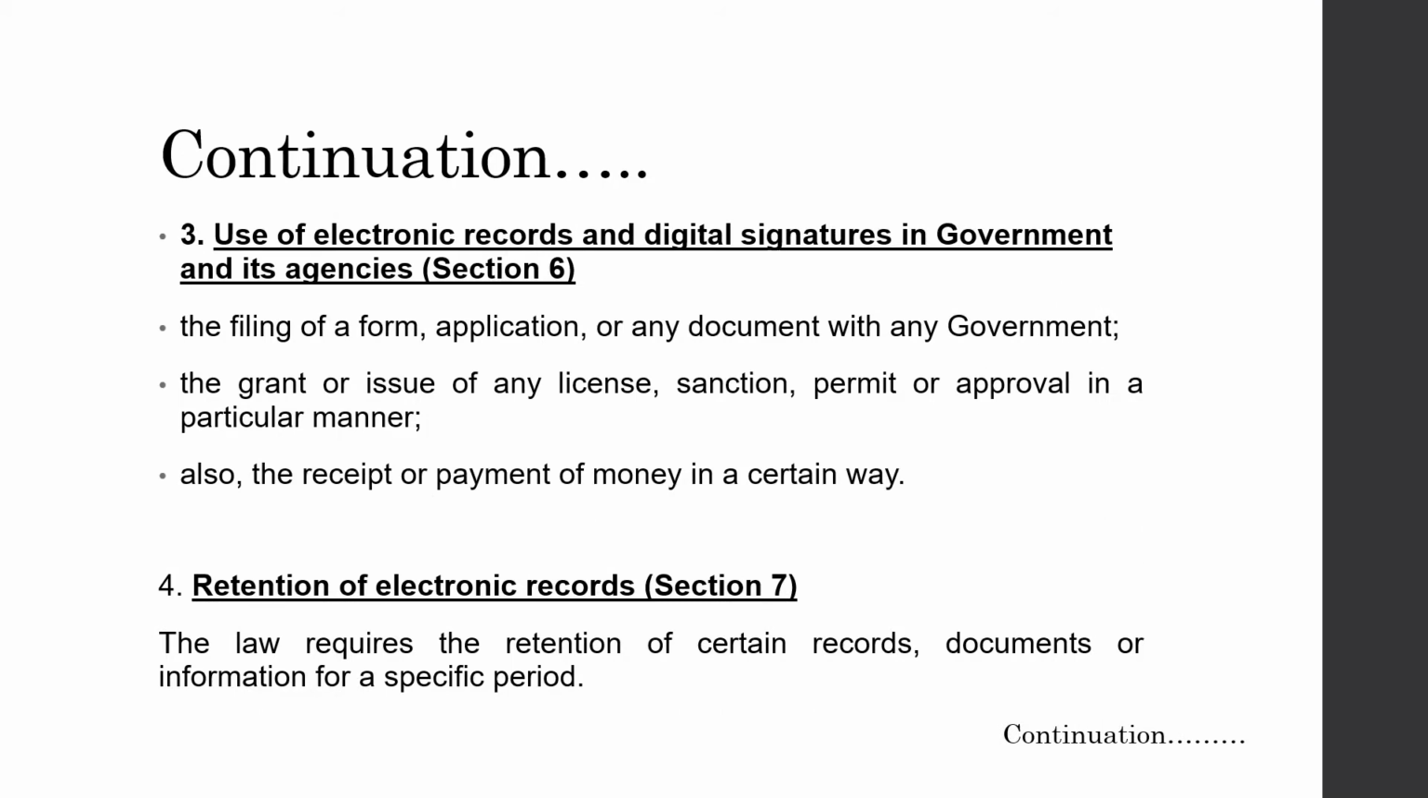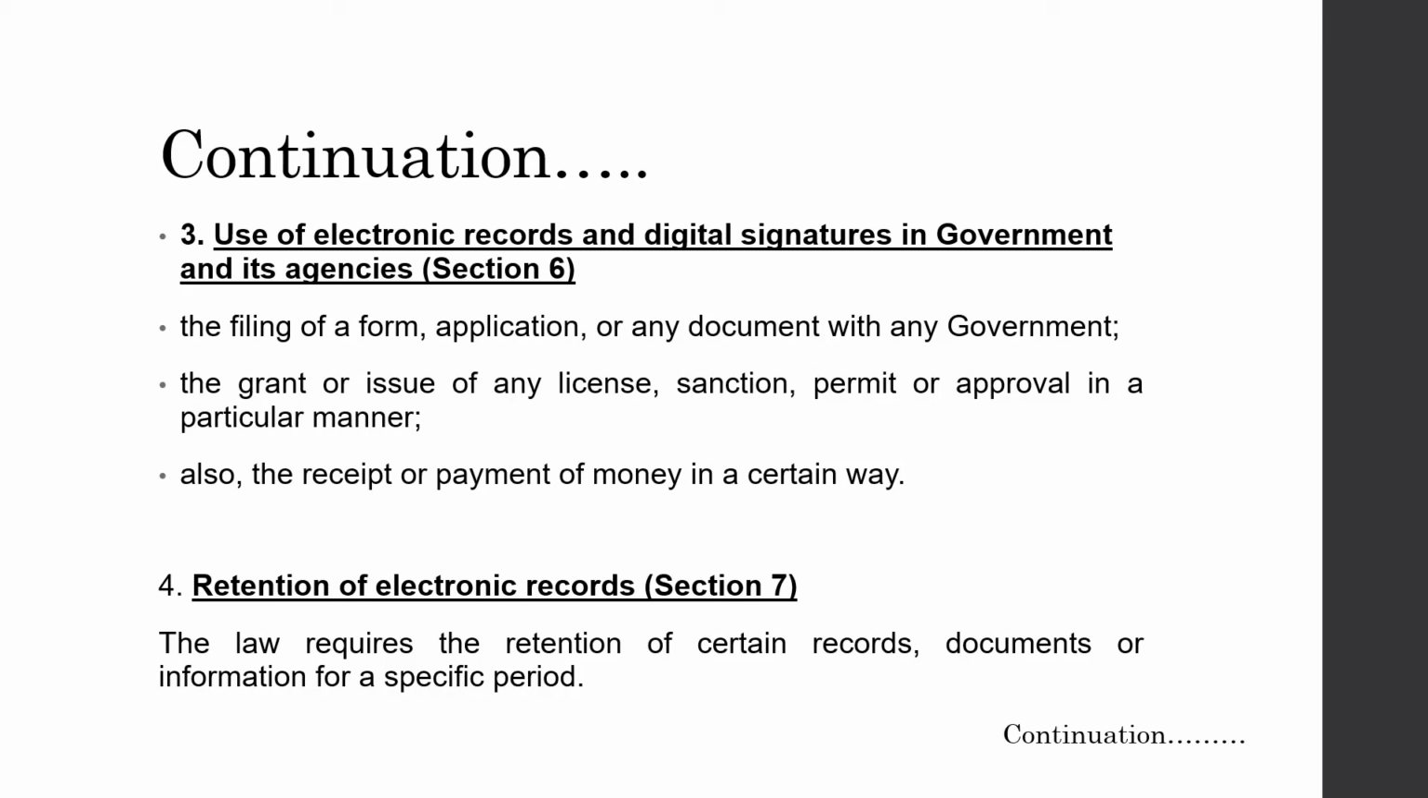Next is section 6, use of electronic record and digital signature in government and its agencies. As per section 6, the provision is that if you have a DSC, then you can use your DSC while filing a form or application with the government, or while granting or issuing any license, or giving sanction, permitting or giving approval in any particular matter, or for any receipt or payment of money. There also you can use your DSC.